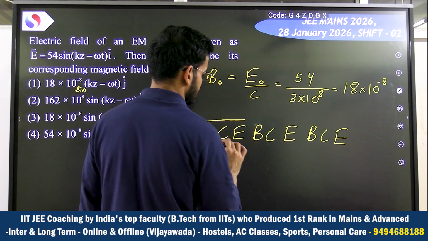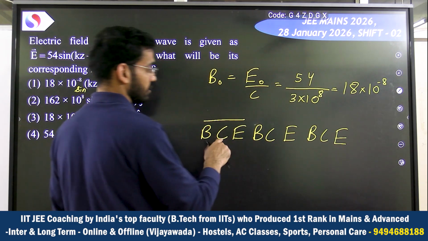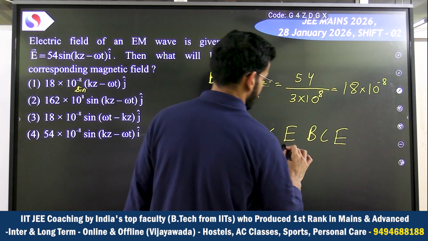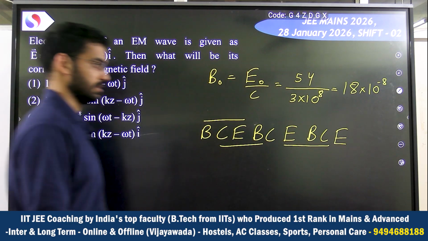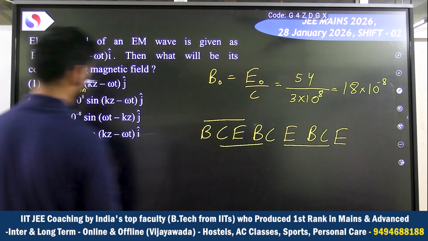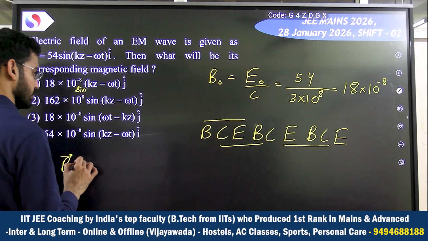If you need the direction of light, then you say C equals E cross B. And if you need the direction of E, then you say E equals B cross C. That's the trick, right? So now I need B, so B equals C cross E. So it is the magnetic field direction only.